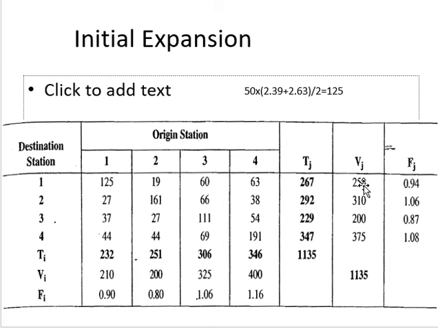The volume will remain the same. Now you divide the volume by the new summation you have. So 250 upon 267 gives you 0.94. 210 upon 232 gives you 0.9. So 210 was the volume which you originally have, and 232 is the new summation which you have after changing the matrix. Now what is the rule here?